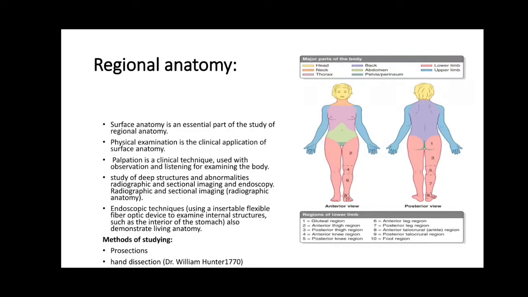As shown in the picture, you can see a main body which consists of the head, neck, and trunk. The trunk is further subdivided into thorax, and then comes the abdomen, back, and pelvis, also known as perineum, and you have the paired upper limbs and lower limbs. All the major parts may be further subdivided into areas and regions.